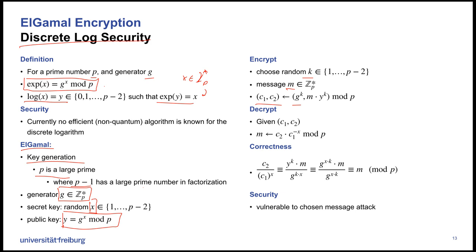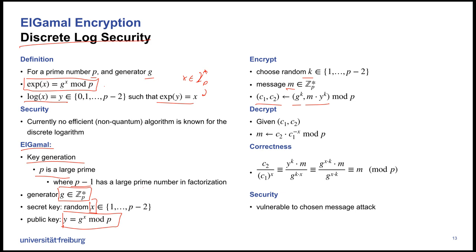So that's why we compute g to the k. And then we take the message and multiply it with a public key to the same power. So you're using this random key, this random message as a power of a public key and a secret key. And m is a factor which we multiply to y to the k.